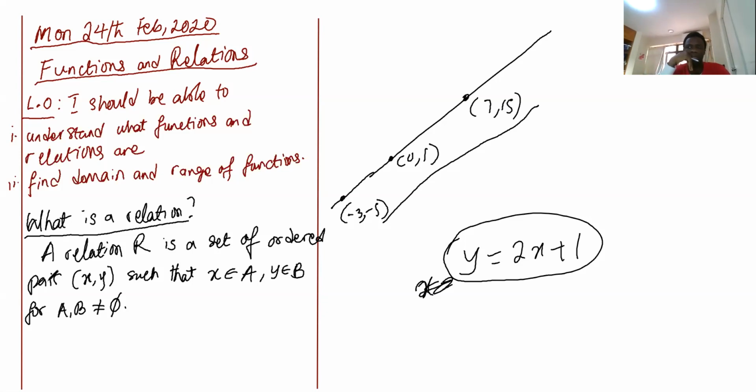If it's like bracket 2, 3, then it would mean that 2 is the X and 3 is the Y. Okay, yeah, I know that 2, 3 means this is X and this is Y. So why do we need ordered? I could just say the relation is a set of X, Y such that X belongs to non-empty A, Y belongs to non-empty B. Why do I have to say ordered pair?